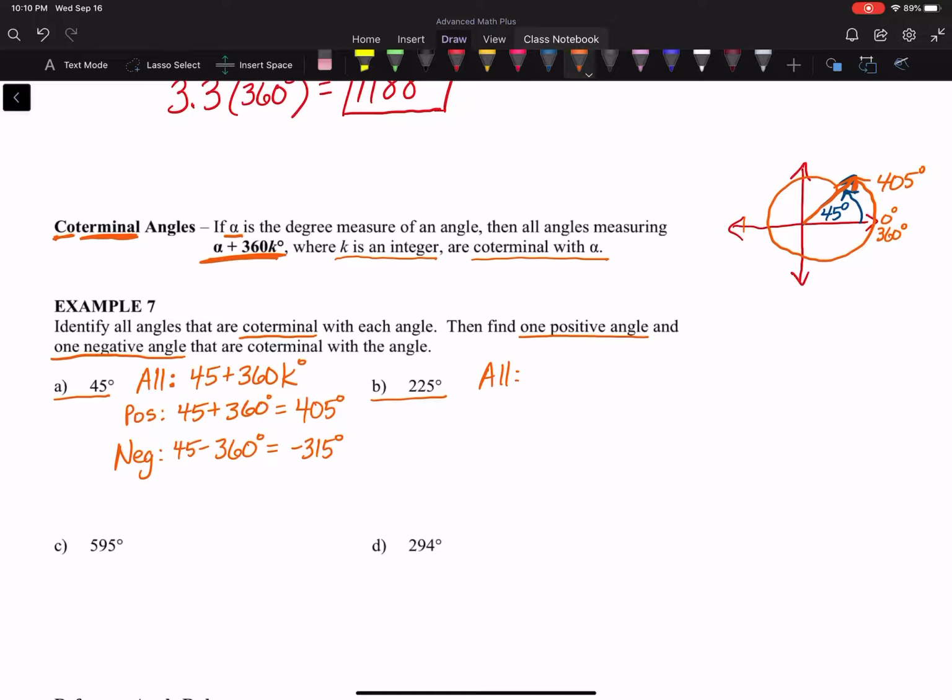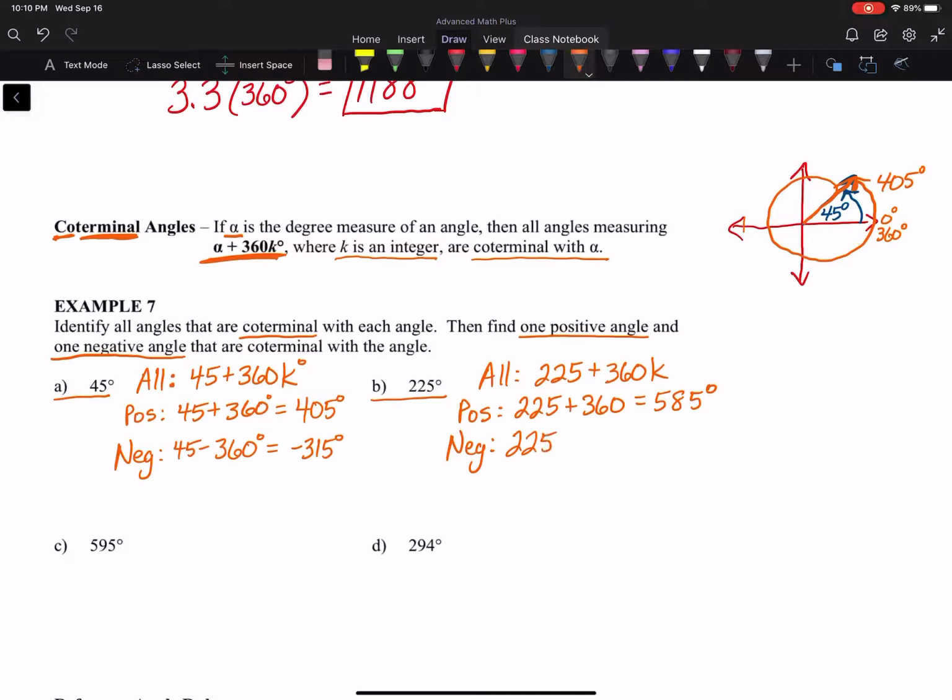Part B, 225. All the coterminal angles would just be 225 degrees plus 360 times K. For a positive coterminal angle, again, I'm just going to add 360 once. If you add 360 once, you'll get, let's see here, oops, that's wrong. It'll be 585 degrees.